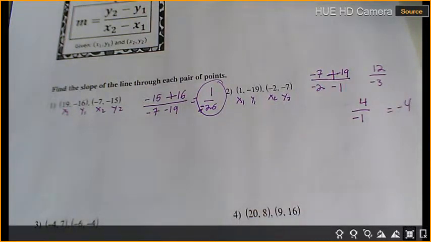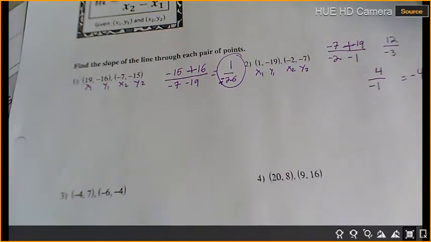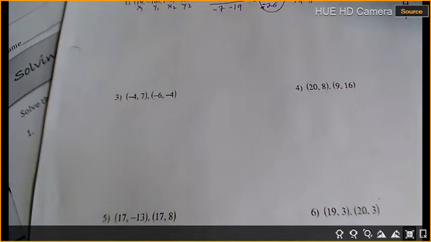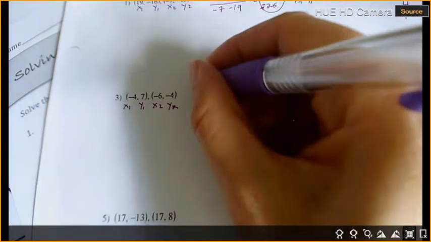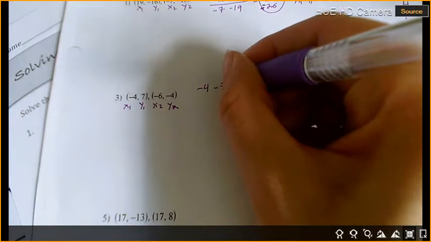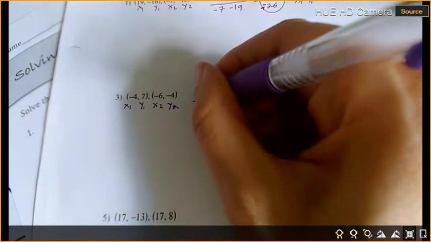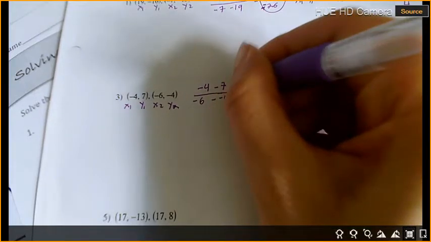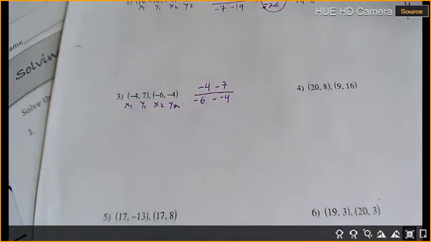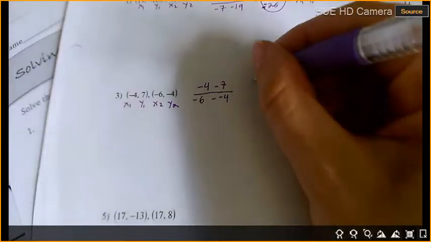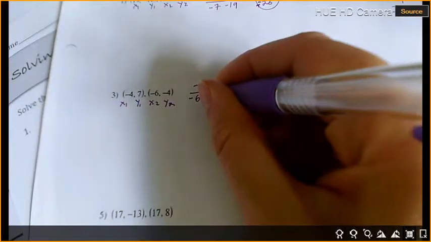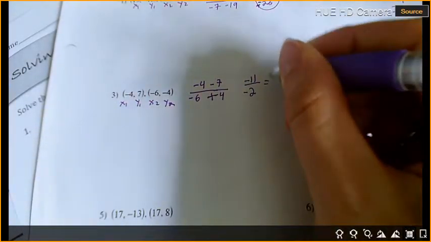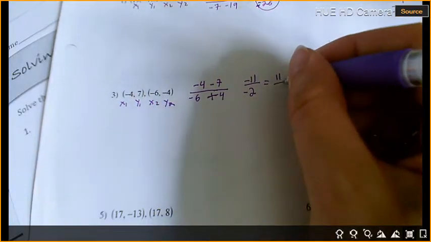Okay. All right, let's do another one together. And then you guys can do one on your own, and I'll do it on my own. We'll see if we get the right answers, okay? We've got x1, y1, x2, y2. So I'm going to write negative 4 minus 7 over negative 6 minus a negative 4. Okay. Negative 7 and negative 4 makes a negative 11. Negative 6 minus a negative 4 becomes plus. So we get negative 2. And a negative divided by negative is a positive. 11 over 2.